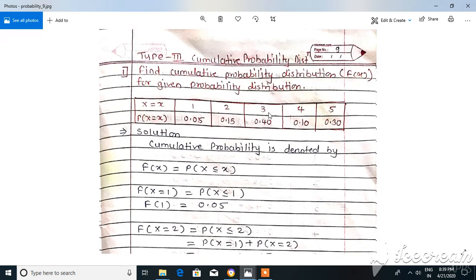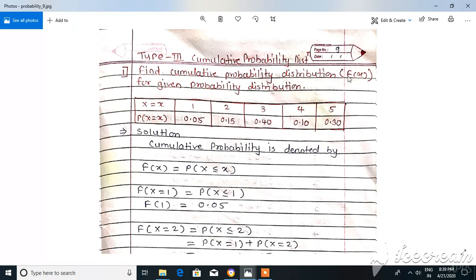Now the next type is type number 3, where we have to find cumulative probability distribution. What is the cumulative probability distribution? Cumulative probability distribution is nothing but probability of capital X less than or equal to small x. So the first problem is find cumulative probability distribution, that is capital F of x.